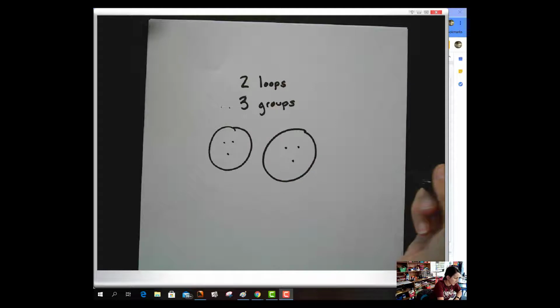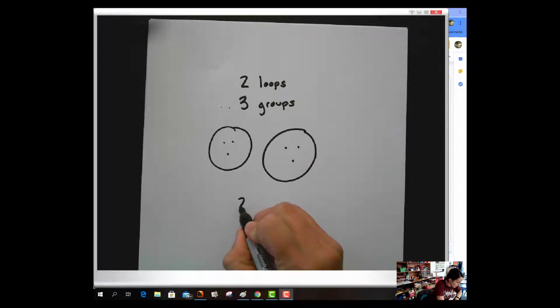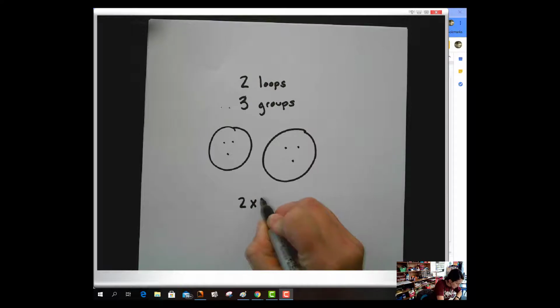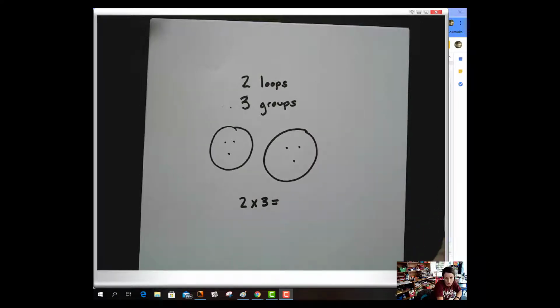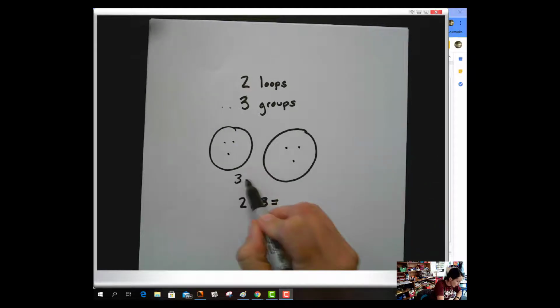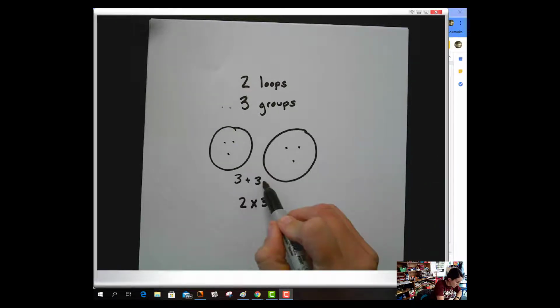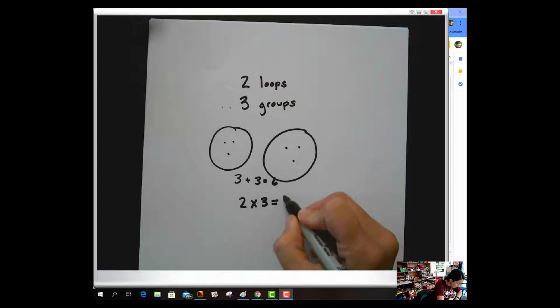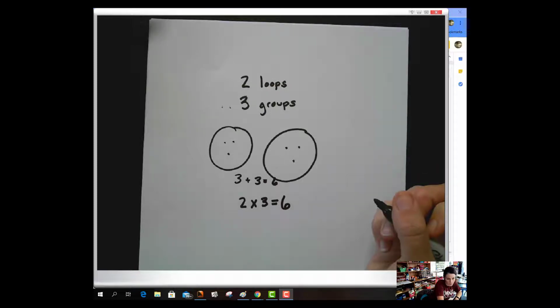And to write this in a multiplication sentence, which you might not be an expert at yet, you would do 2 times 3. And then the answer is just how many you have total. So you have 1, 2, 3 in this one, plus 1, 2, 3 in that one, equals 6. So 2 loops of 3 groups, 2 times 3, equals 6.